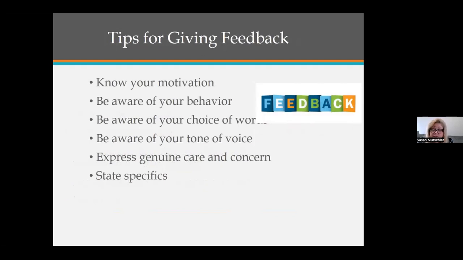So additional tips for giving feedback. We want to know our motivation: are we doing it for the greater good for the person? Be aware of your behavior. Be aware of your choice of words. Be aware of your tone of voice. And express genuine care and concern and state specifics.